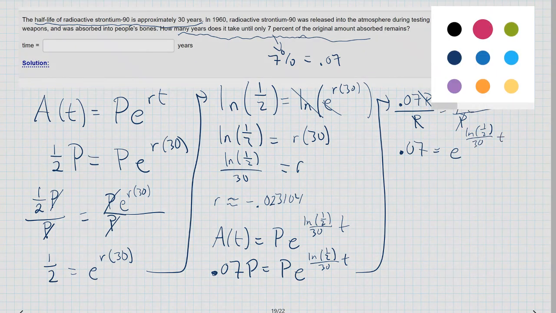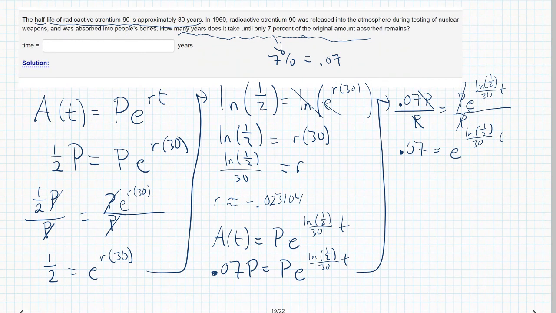Now here's where the fun begins. How do we get rid of that e? Once again, it's the same exact process. You take a natural log of both sides. On the right hand side, things will cancel nicely, and you're left with natural log of 0.07 equals, and so we're left with just what's up in the exponent: natural log of 1/2 over 30 times t. So now we divide both sides by that natural log of 1/2 over 30.